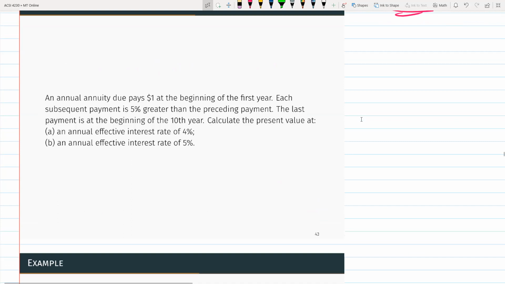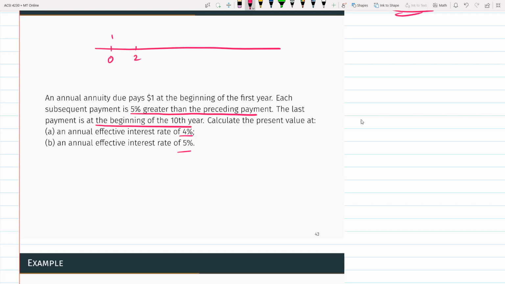Okay, so this one says an annual annuity due pays $1 at the beginning of the first year. Each subsequent payment is 5% greater than the preceding payment. The last payment is at the beginning of the 10th year. Calculate the present value if I use 4% or 5%. So here is 0, that's 1, 1.05. Then the last payment at the beginning of the 10th year, so that means the 9th.